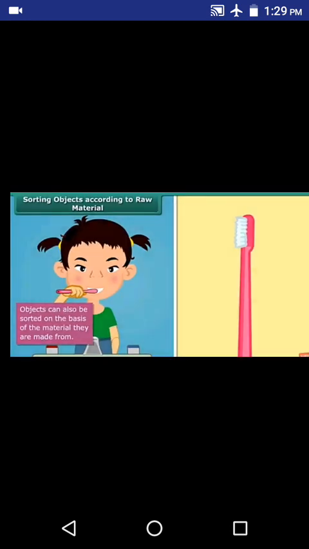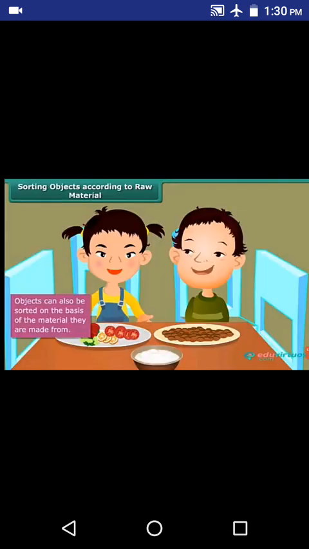Sorting materials according to the raw materials used. You can see that girl, she is brushing her teeth, and you all know this is the very first step of our daily routine, that we all brush our teeth. Can you ever imagine what raw material is used to make that toothbrush? Of course, plastic is used to make that toothbrush. The utensils in which we take our food are made up of sometimes plastic, sometimes steel, and sometimes melamine also.